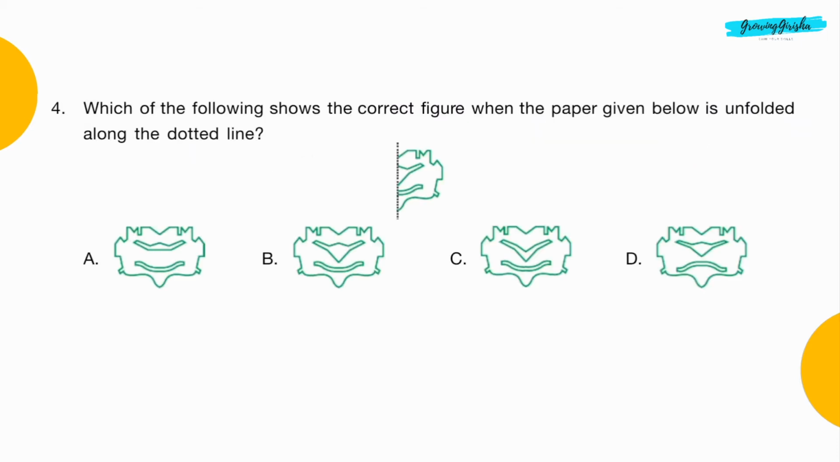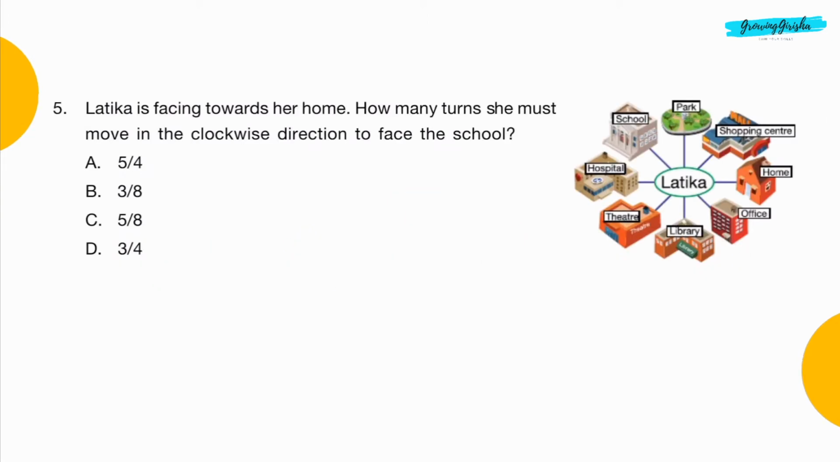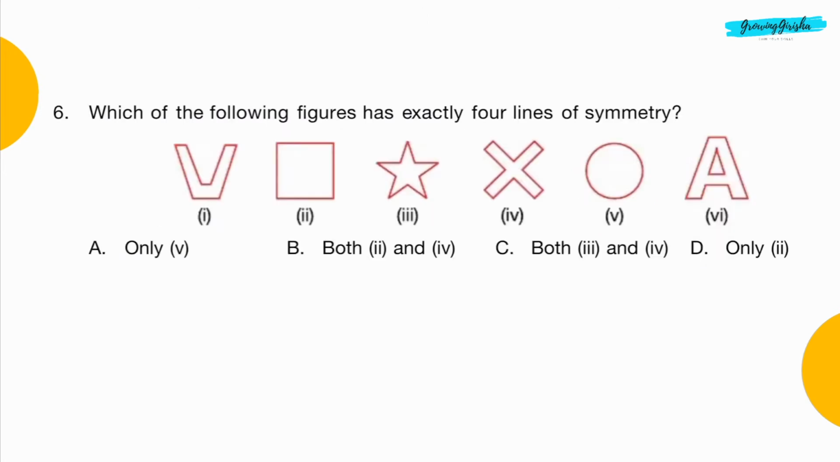Question 4. Which of the following shows the correct figure when the paper given below is unfolded along the dotted line? Option B. Question 5. Latika is facing towards her home. How many turns must she move in the clockwise direction to face the school? Option C. 5/8.